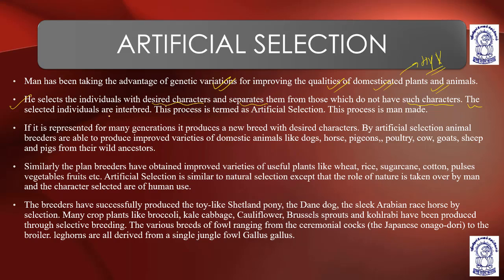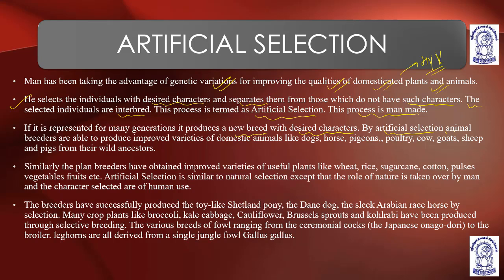The selected individuals are interbred to get good quality. This process is called artificial selection. This process is man-made. If it is repeated over many generations, it produces a new breed. Obviously, it is going to produce a new breed with desired characters.